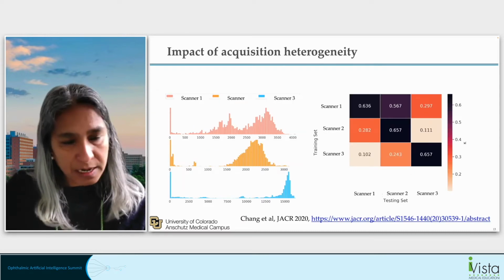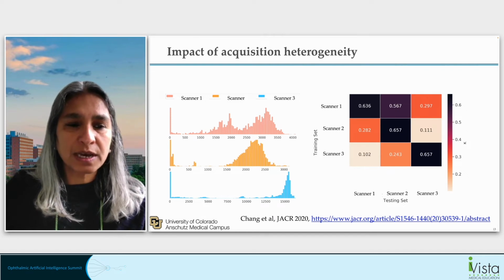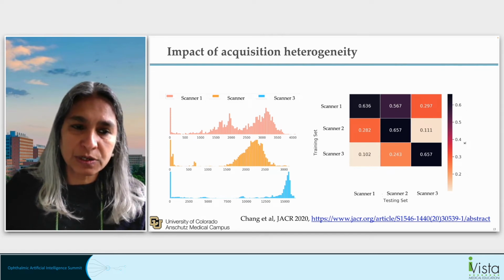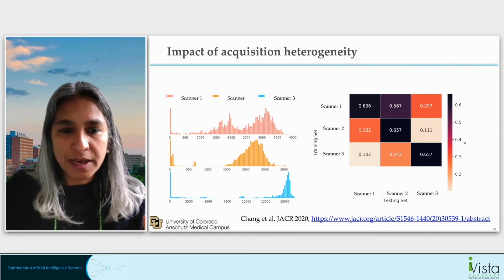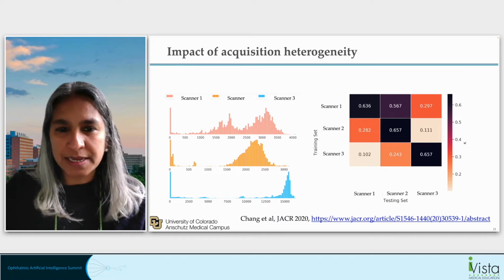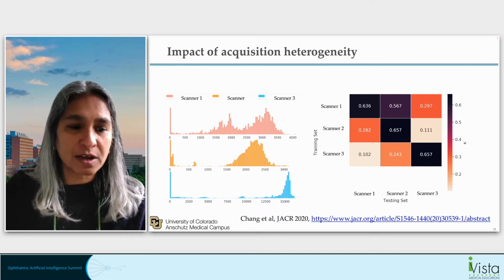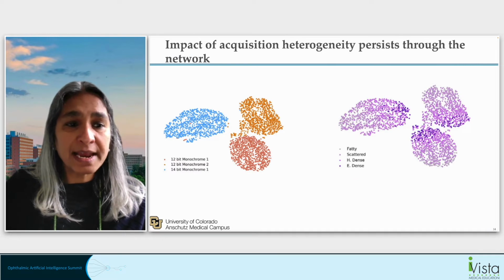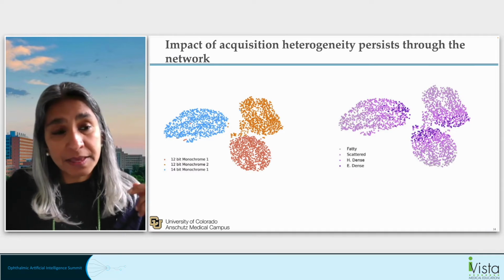So here's data from radiology, but you can see when you train and test on the on-diagonal elements, you get great performance. On the off-diagonal elements, meaning you train on one system and test on another, performance just falls off.